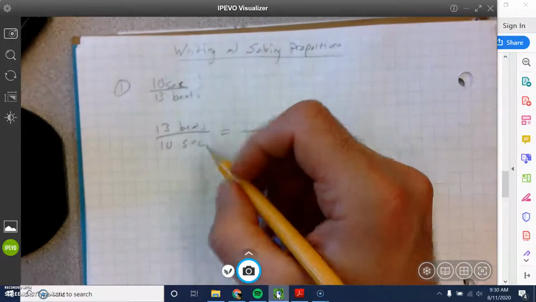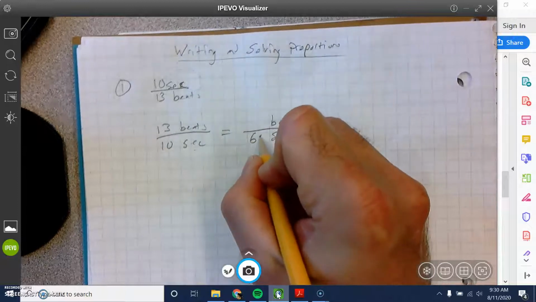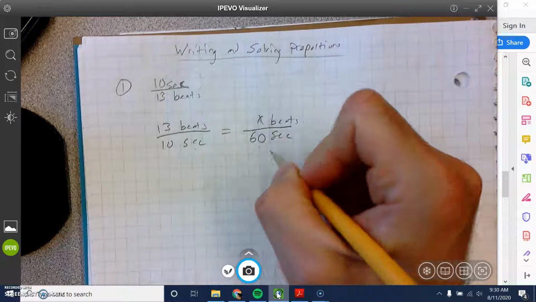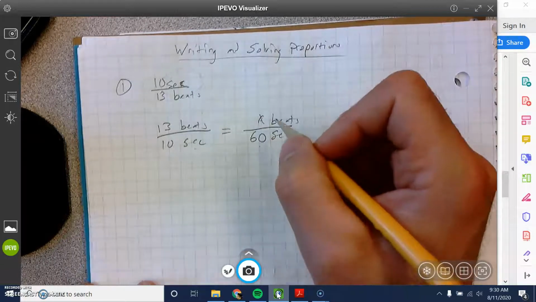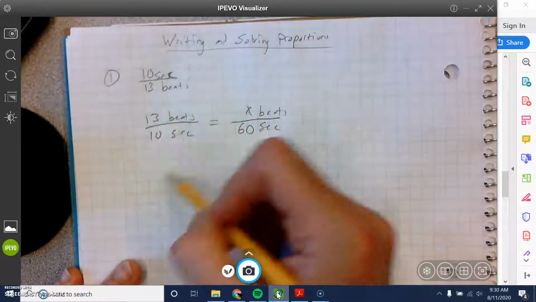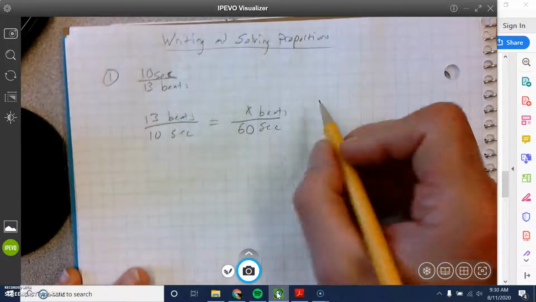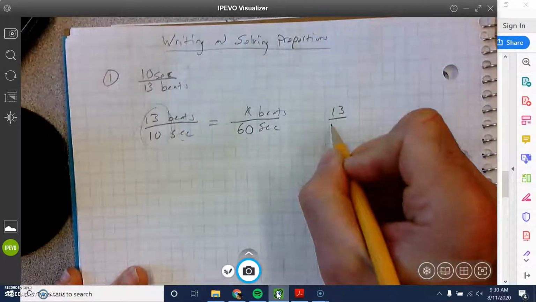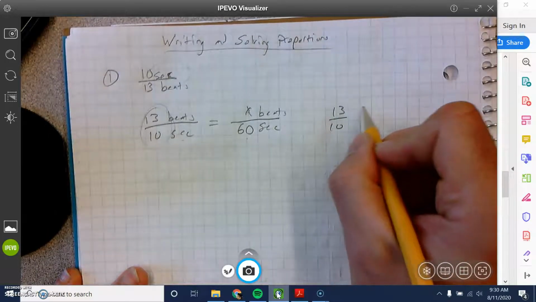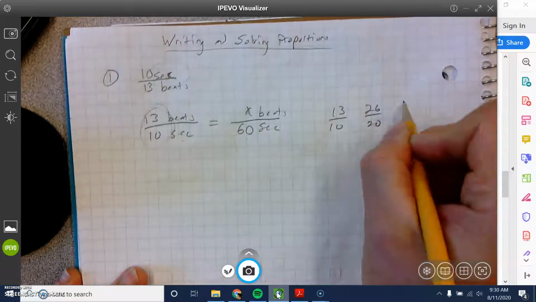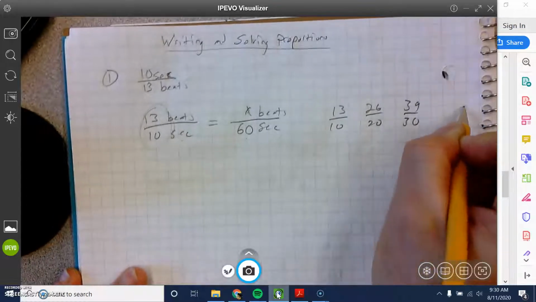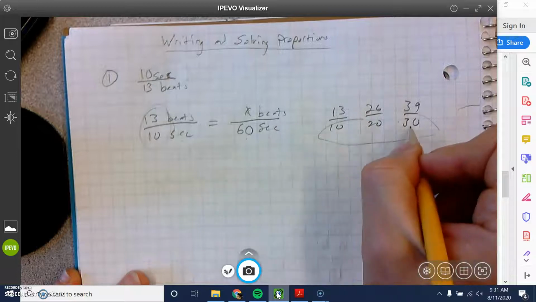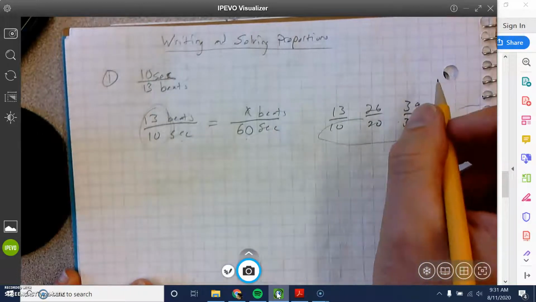So then it asks you for how many beats in 60 seconds. So that's X beats in 60 seconds, like that. There's a number of ways you can solve this. The first, what we did before, is you just roll this out if you want. So it's 13 over 10, and then double it, 26 over 20, 39 over 30, all the way until you get to 60 seconds right here, because seconds would be the denominator. You can do that, but that might take too much time.